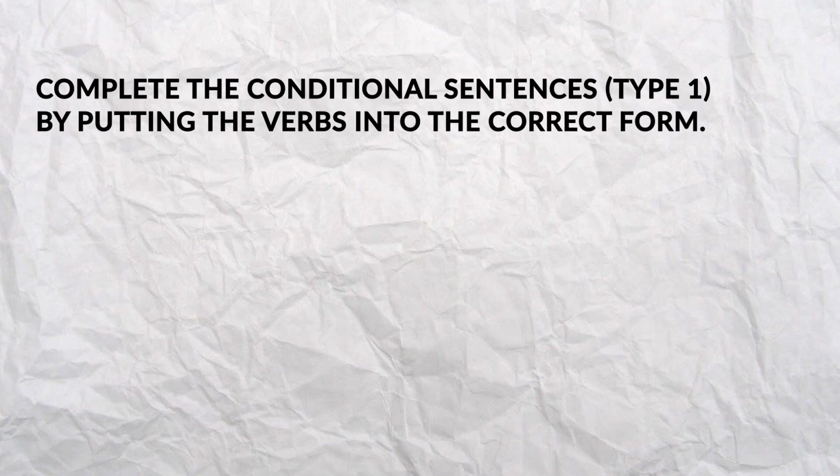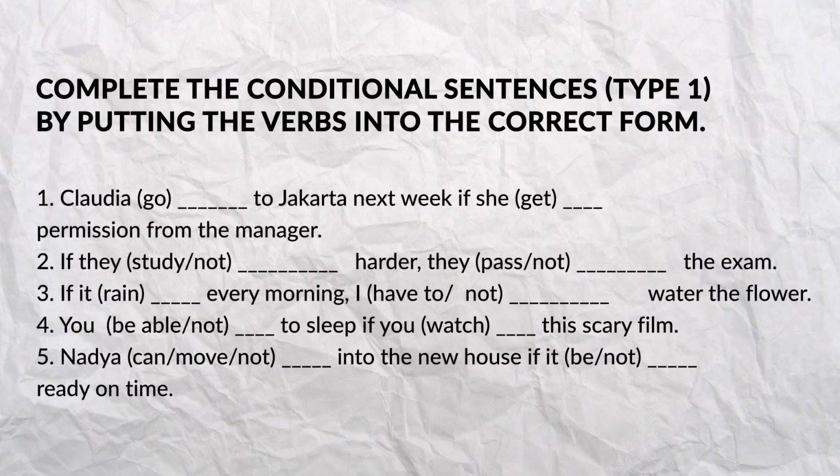Let's go. A. Complete the conditional sentences step 1 by putting the verbs into the correct form. Okay, let's begin with number 1. Here, for number 1, we have the main clause with Claudia and the if clause with she. Be careful to change the verb. So number 1, Claudia will go to Jakarta next week if she gets permission from the manager.